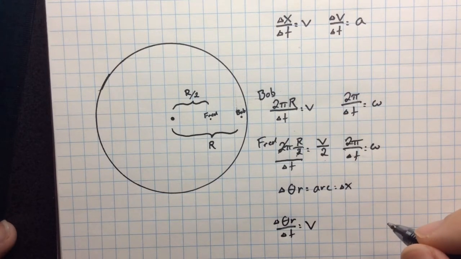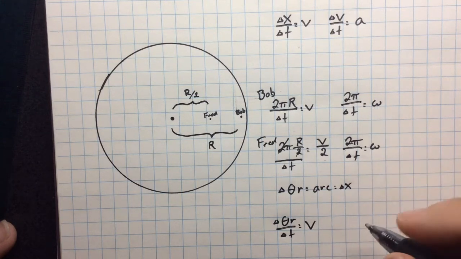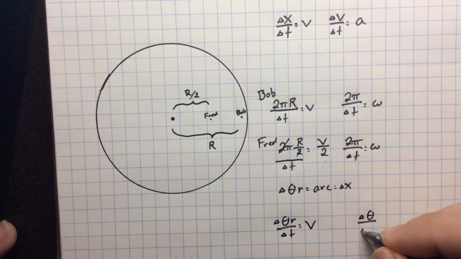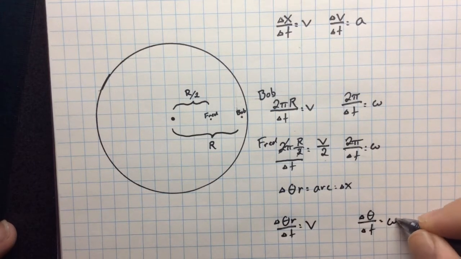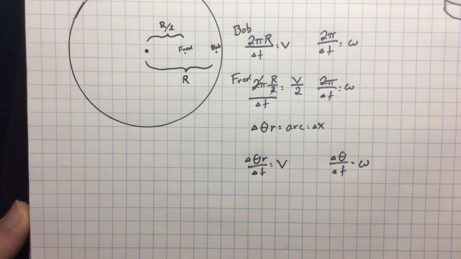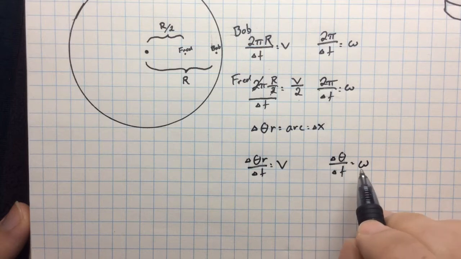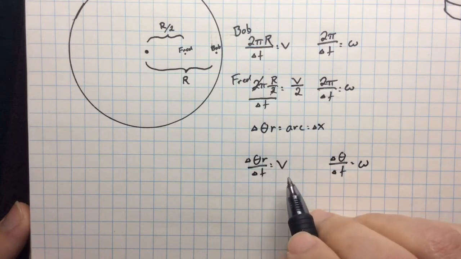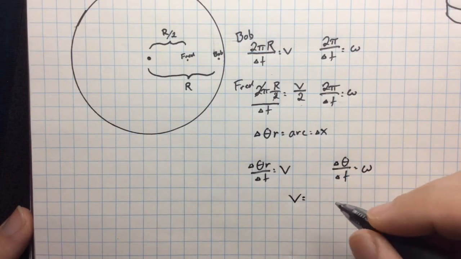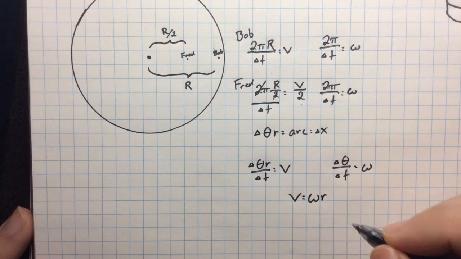All right, and so we can say, oh, wait a minute. If we wanted to find omega, omega is just theta divided by time. That's omega, right? And these are very, very similar. Well, what's that last relationship there? If theta over t is going to be omega, theta over t times r is going to be v. Well, v is equal to omega times r.